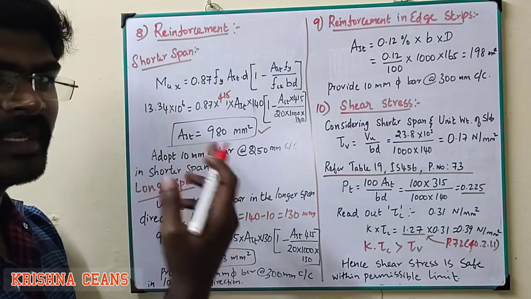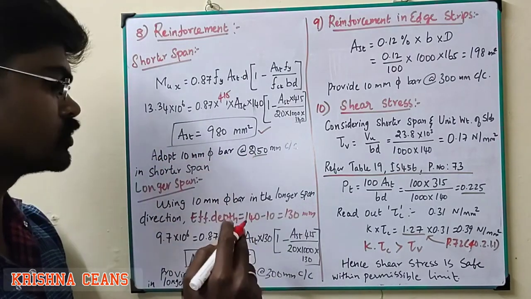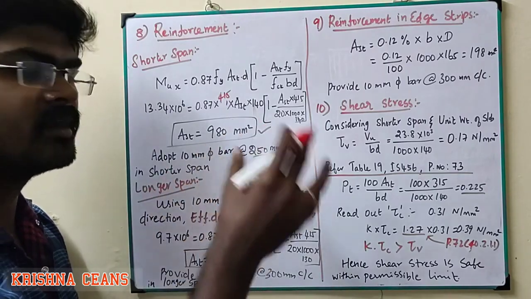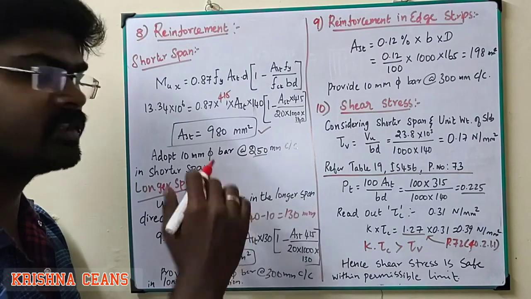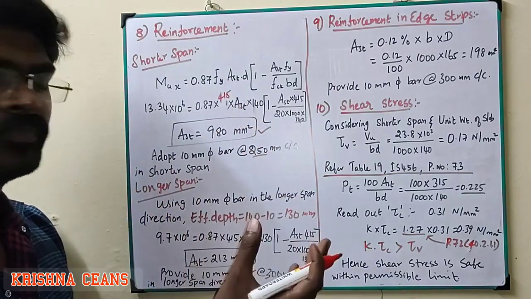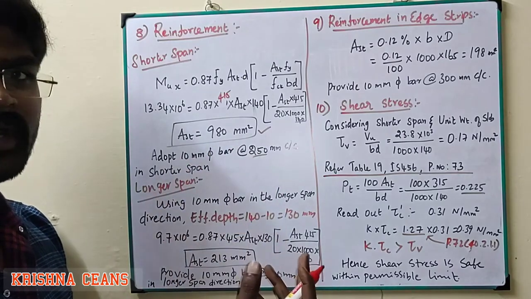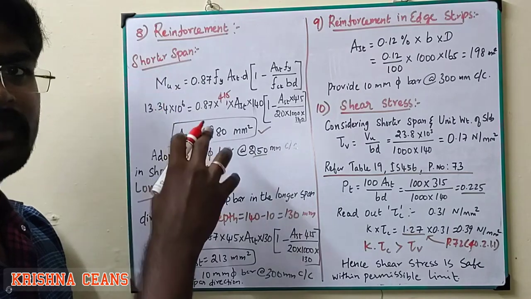So we have to provide at least a 10 mm dia bar. So adopt 10 mm dia bar at 250 mm center to center spacing in the shorter span. We already discussed this in the one-way slab, that's why we quickly provided the spacing. So we need to calculate how it comes to 250 mm. Then we go for the longer span.